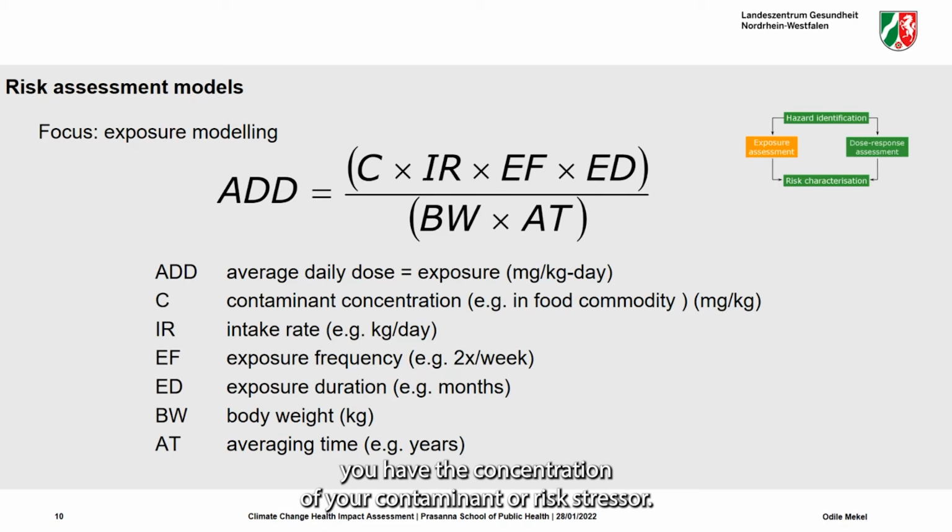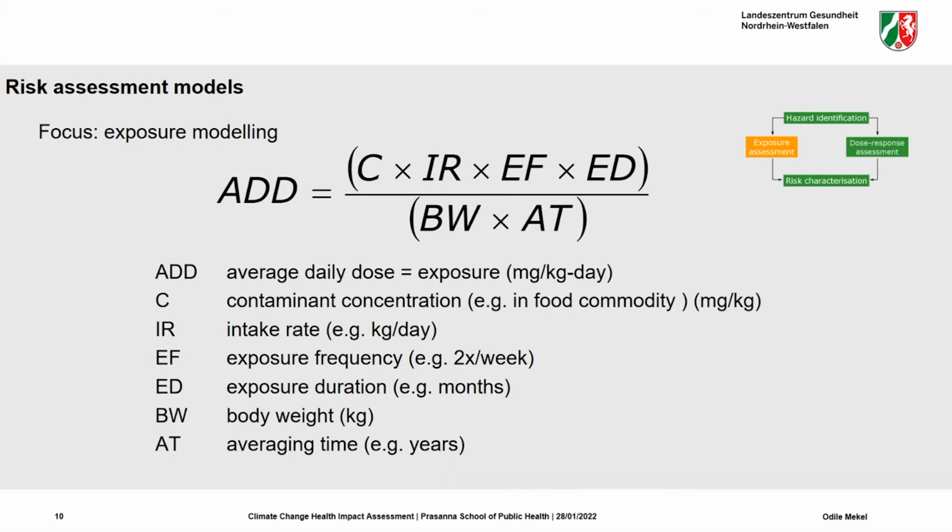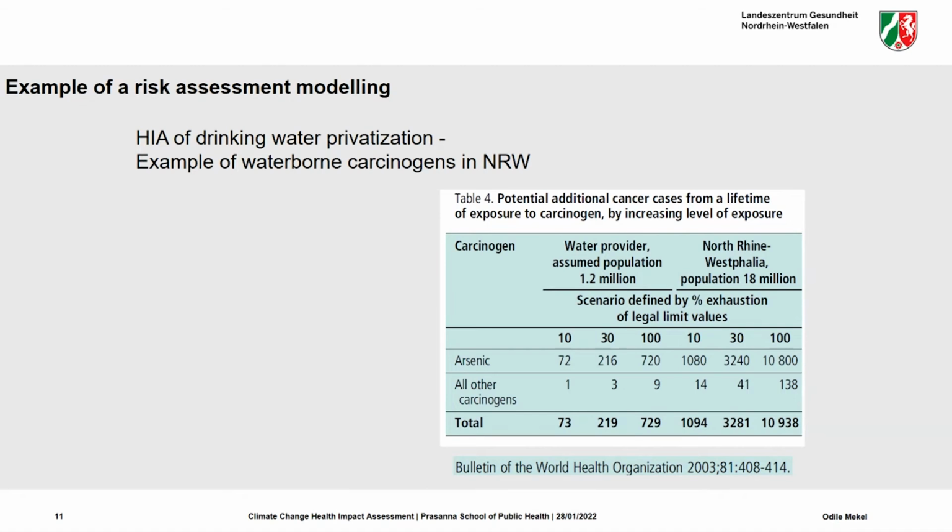You have the concentration of your contaminant or your risk stressor, for example, in food, and you have other factors like intake rate, how much food is eaten, how often, how long, and that is based on a body weight measure. To give you an example for this kind of model, you see here a table with results of such an exercise. In Germany, the drinking water was planned to get privatized, and people were anxious, or we were interested to see what that would mean if the legal limit value gets exhausted by this drinking water privatization policy that was planned.